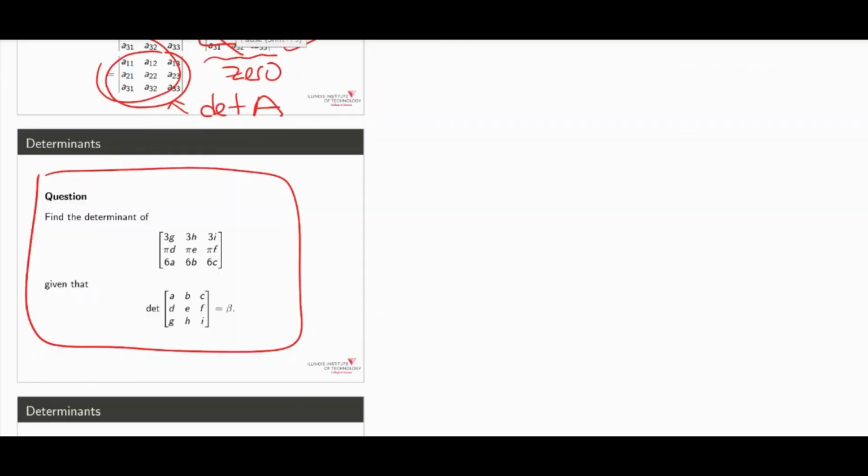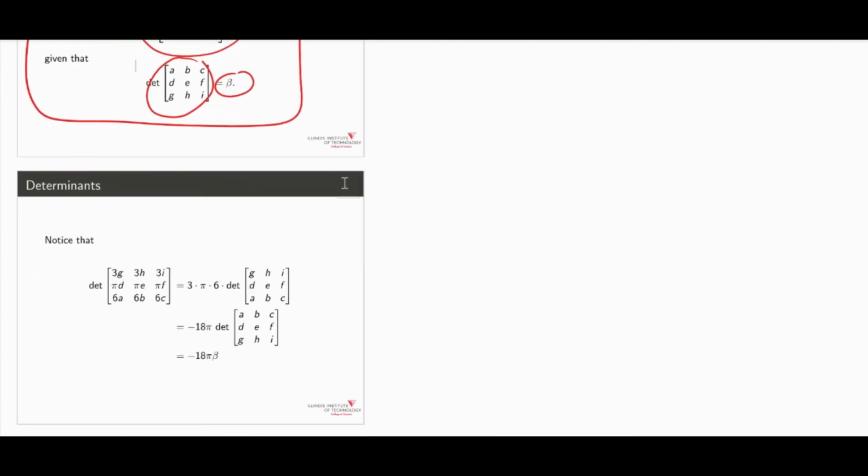All right, welcome back. So you are given the determinant of this matrix here is beta. The question is, what is the determinant for this matrix? Okay, so this is not too complicated. So you have 3, 3, 3. We can factor out the 3 one row at a time. We have the pi, pi, and pi. We can also factor it out one row at a time. And then we have 6, 6, 6. We can also factor it out one row at a time. So it's taking the 3 out and taking the pi out and taking the 6 out. So it turns out that you just have to compute the determinant of this.